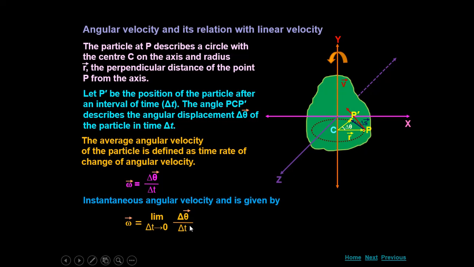Delta theta upon delta t. Delta theta is an angular displacement, delta t is a time interval. So this omega is the instantaneous angular velocity, which is equal to the average angular velocity with the time interval approaching 0, which can be written as d theta upon dt, where d theta is an angular displacement and dt is a time interval, the time taken.